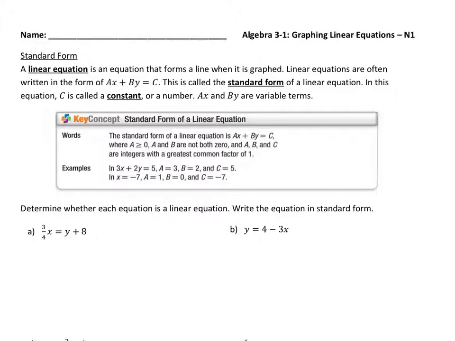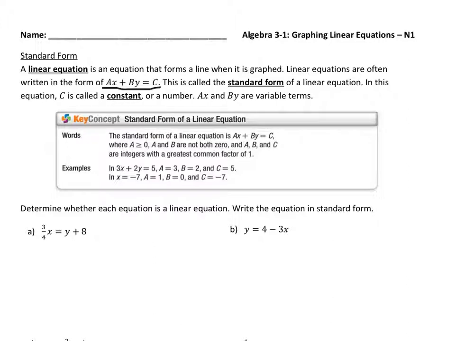Algebra, Unit 3, Lesson 1, Graphing Linear Equations, Video 1, Standard Form. A linear equation is an equation that forms a line when it's graphed. Linear equations are often written in the form of ax plus by equals c. This is called the standard form of a linear equation.